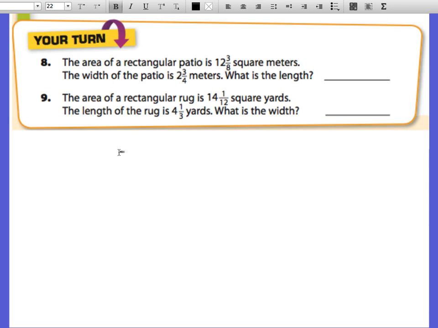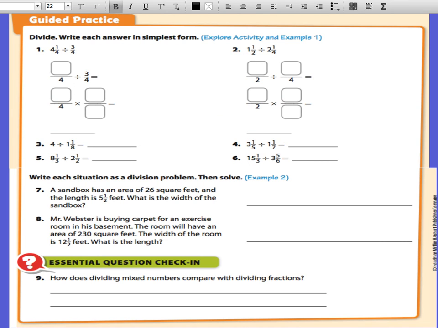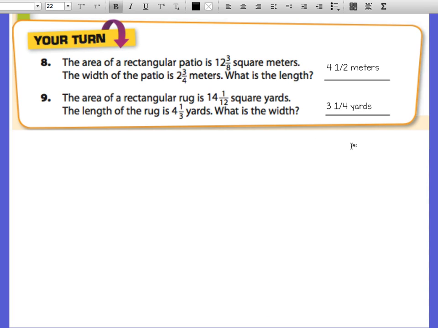All right, and then here you have your two your turn problems. I'd again like you to try it on your own and then come back and check your answers. All right, so for the first your turn, you should have gotten 4 1/2 meters. And for the second one, you should have gotten 3 1/4 yards. If you got those, please go ahead and skip to your guided practice. Make sure that if you have questions, you're writing them down and putting them into the guided practice form. If not, and you'd like to go over how we got the your turn answers, that's what I'm going to do right now.